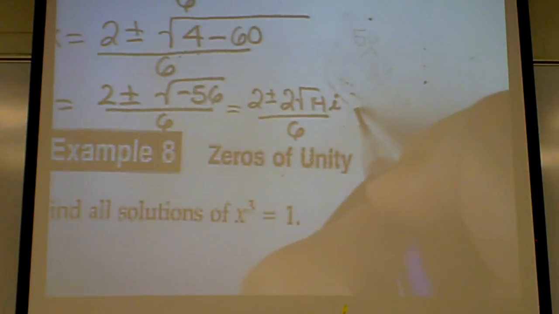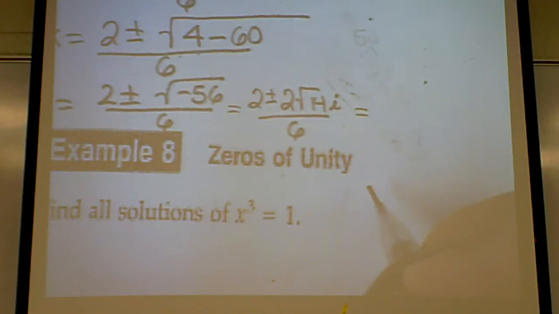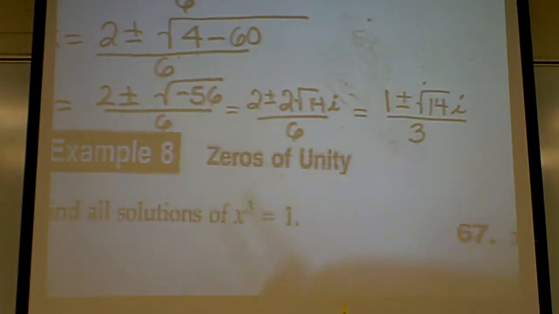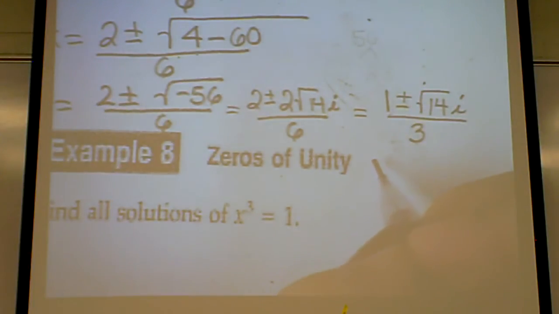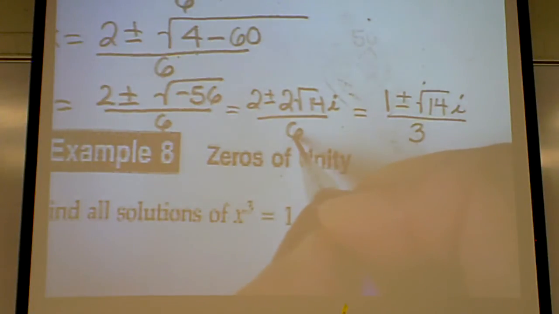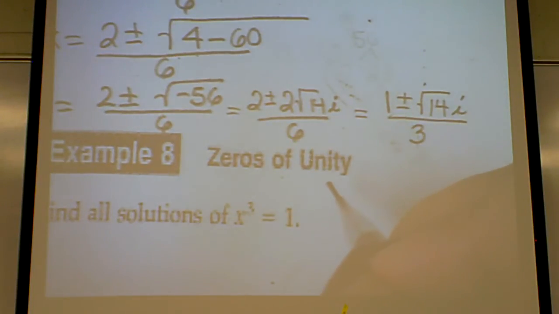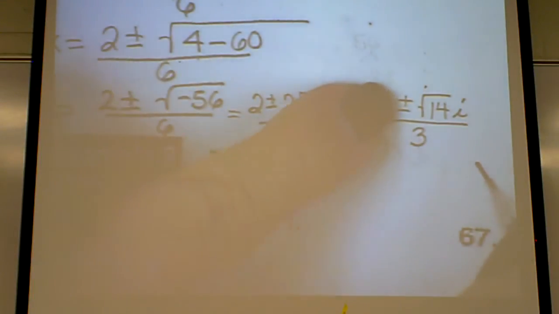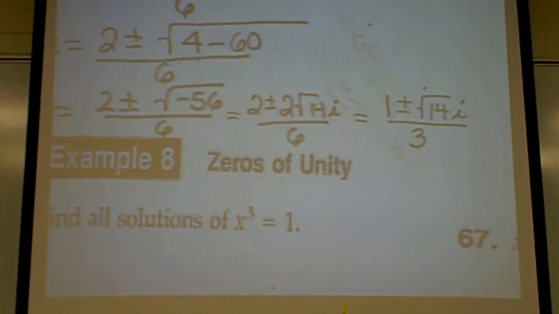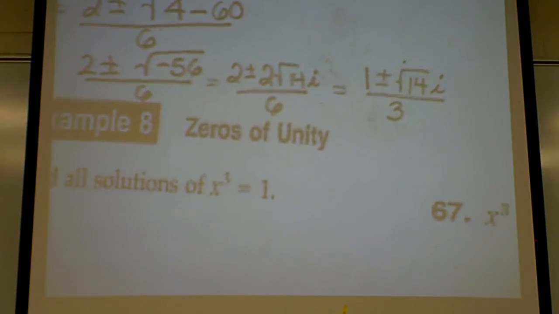And now what's your best answer for this one? You gotta take these twos out, so your answer would be 1 plus or minus root 14i over 3. Don't forget that 1 right here. I reduced both of these by 2 and took a 2 out of here. I see a lot of people will forget this 1 and they'll think it's a 0. It's a 1. Alright, now go to example 8.